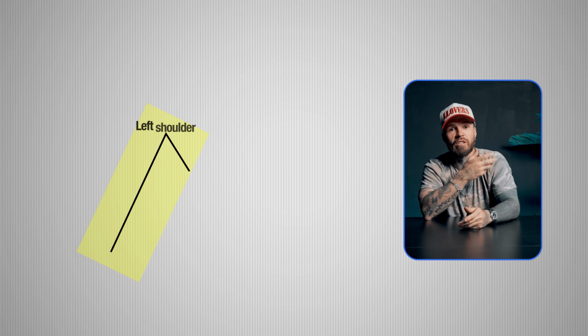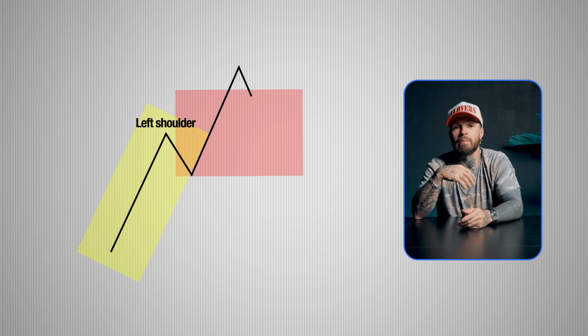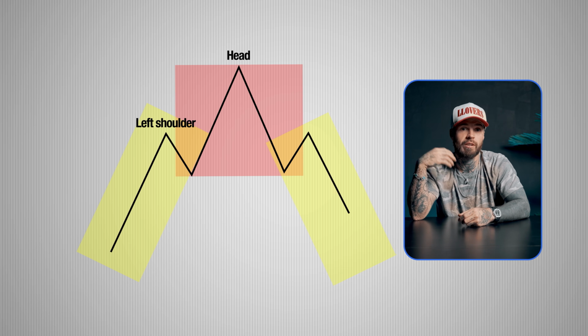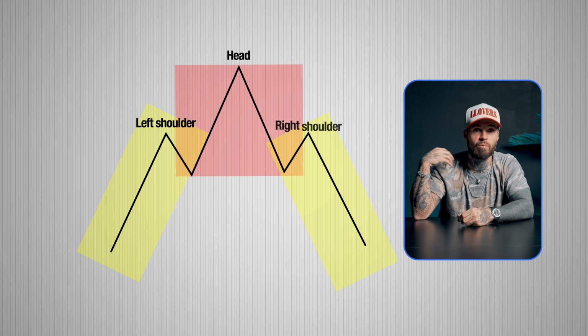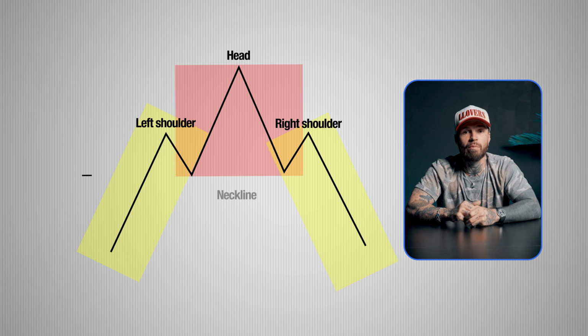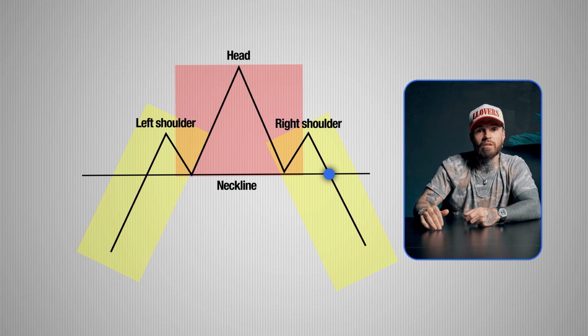A first peak, which is your left shoulder. Price runs up and then dips. A second higher peak, that's the head. Price pushes even higher, but then drops again. A third lower peak is the right shoulder. Price tries to rally one last time, but fails to make a new high. Once price breaks the neckline, that's the level connecting the dips between those peaks, and it's game over. The market is about to sell very hard.